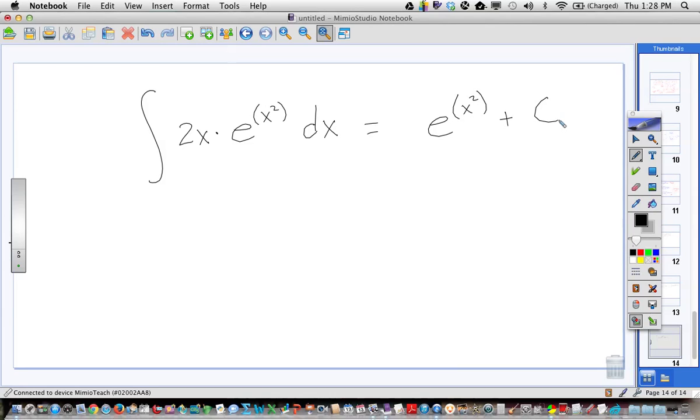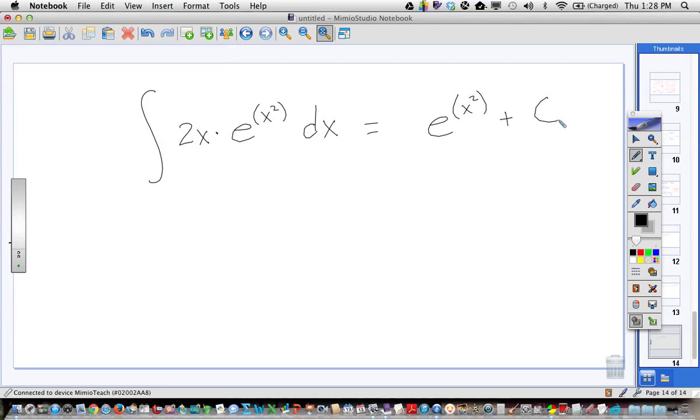So it shouldn't be surprising that the thing in here will look messier than the answer. Sometimes the messier it is inside of there, the easier it is to do the antiderivative. This was easy because the 2x that we needed was sitting there.